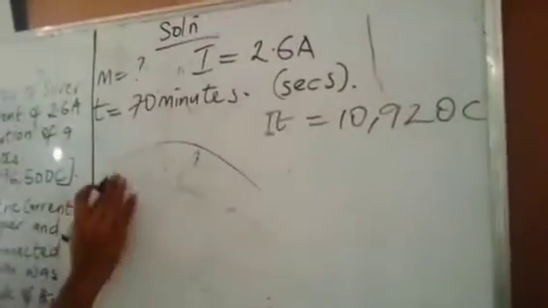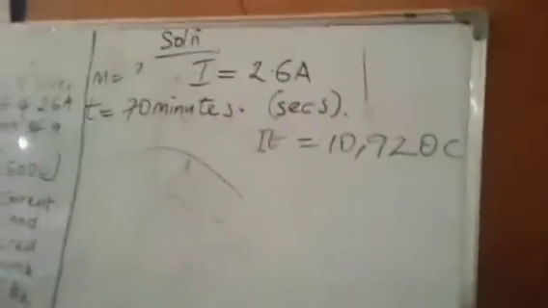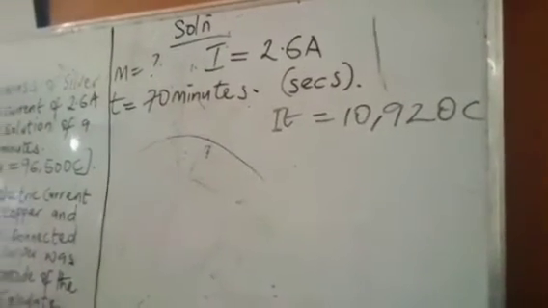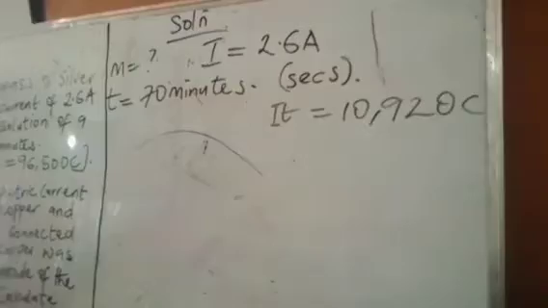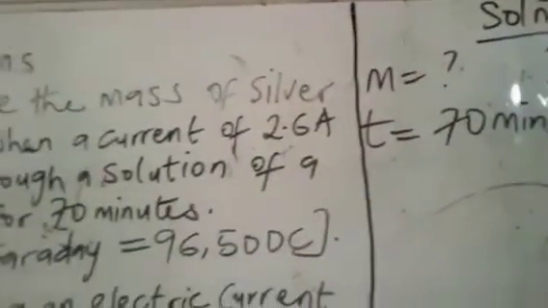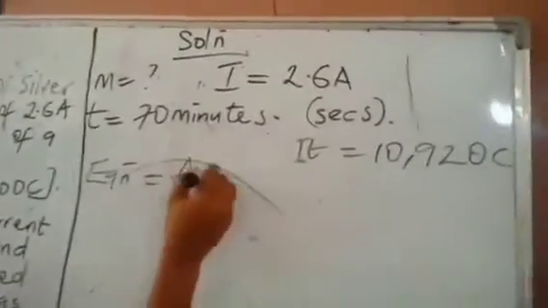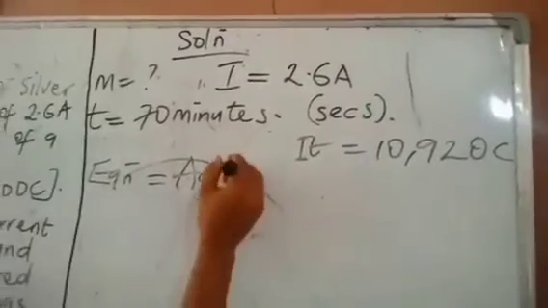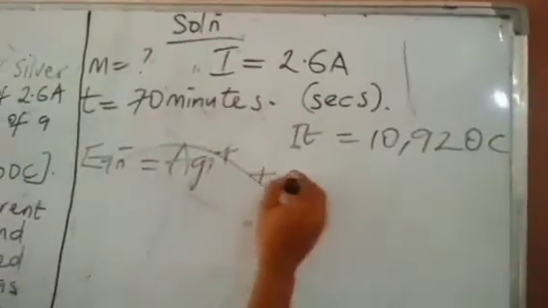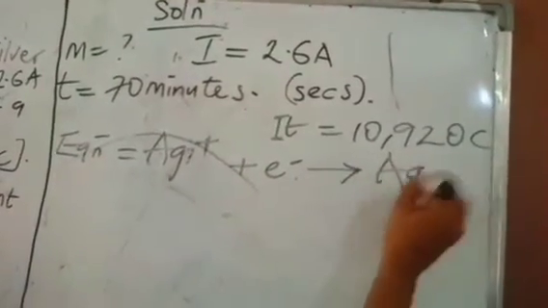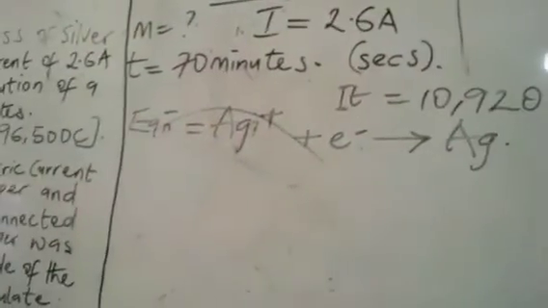Right. So now there are things that you are meant to know whenever you want to do any calculation using Faraday's laws. The first of all is the equation of the reaction. Now we are told that silver was what was used in the reaction. So therefore our equation will be related to silver. Of course, this is 1 electron because this is just 1. Ag+ plus 1 electron will give us the silver atom. So this is the equation of the reaction.